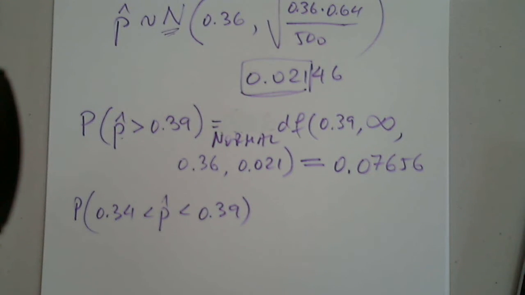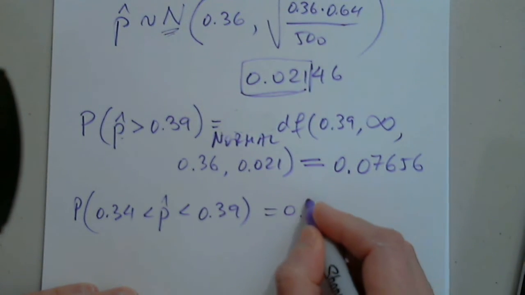I need to insert the point here. Everything went away. So 0.39, comma, 0.36, comma, 0.021. And close. I'm checking again. Between 0.34, correct, and 0.39, correct, and 0.36, correct, and 0.021, correct.